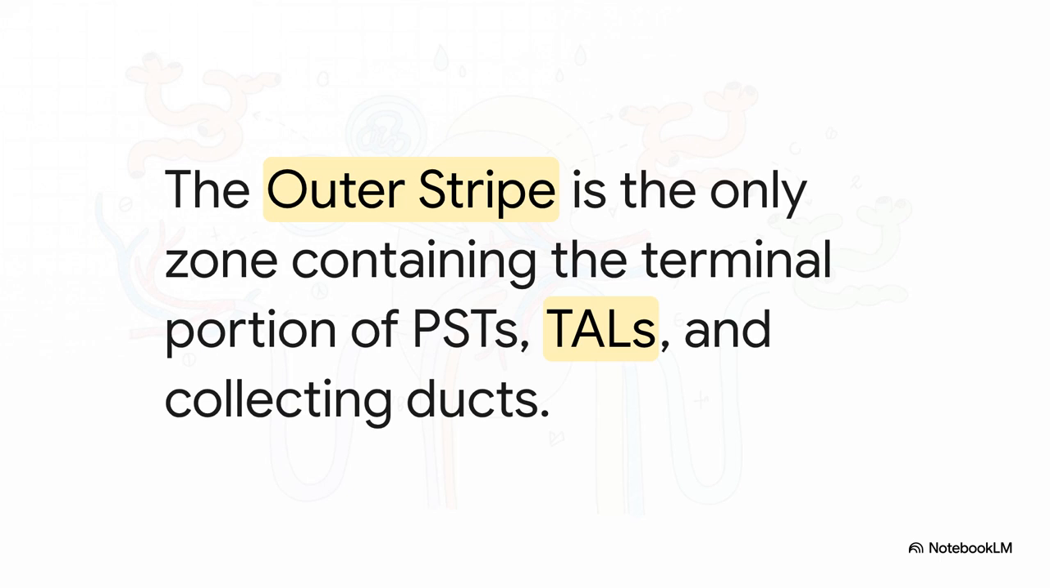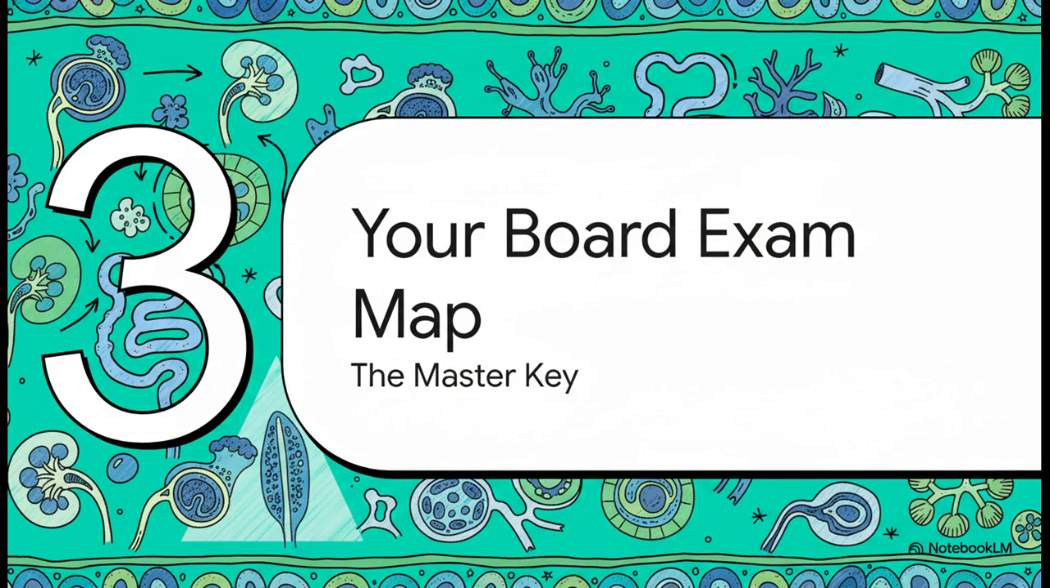Think about it. It's the only place that makes sense. The cortex has PSTs, but no thin limbs. The inner stripe has TALs, but the proximal tubules are already gone, and the inner medulla has neither. Only the outer stripe contains that perfect specific combination, and that is exactly why these little zonal distinctions are such a big deal. Whew, you made it through the rapid-fire round.